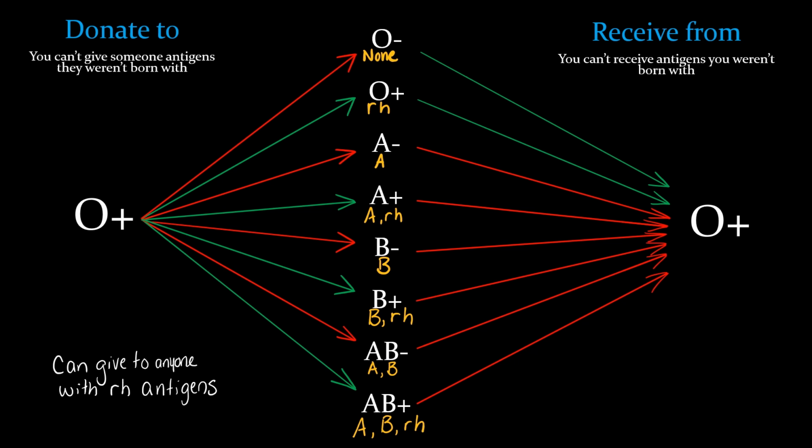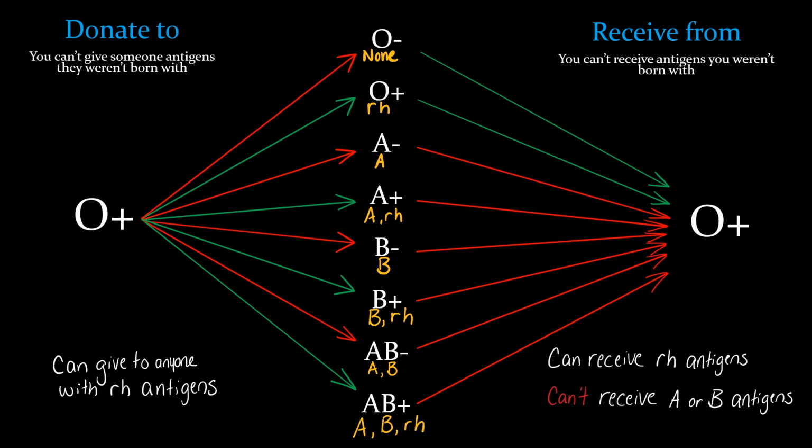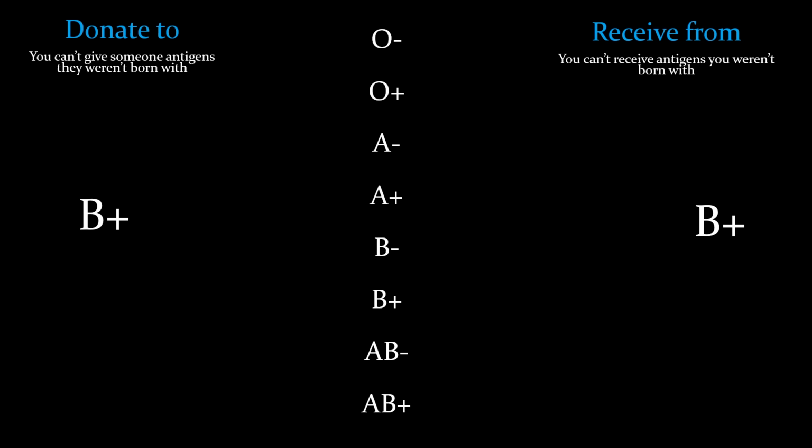So another way to think about this is, what antigens can't you receive? O positive can only receive RH. They can't receive A or B antigens. Eliminate everybody that has an A or a B, and you are left with your answer. This slide, I've gotten rid of your visual prompt of the antigens, but hopefully you should remember them well enough that you can still answer. So once again, go right down the list.